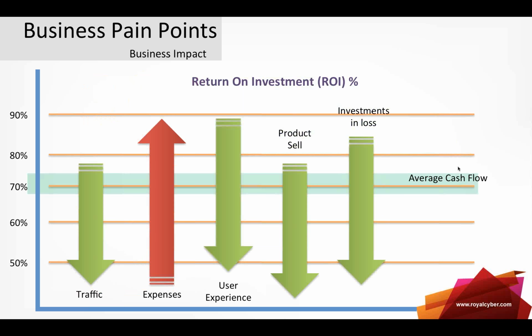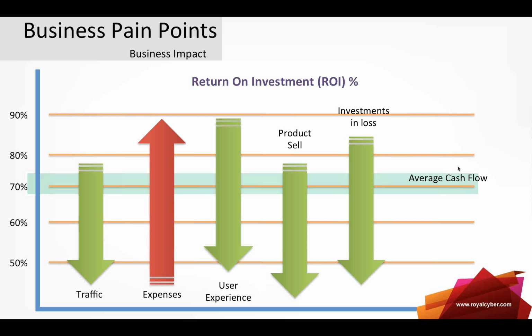Okay, so the business impact, right? The return on investment as a result of all these pain points. This is how I summarize it. We are losing traffic and the expenses go up because of less user experience, product cost, and investment loss, right? So these are the effects of traffic and expenses on the user experience, the product sale, and investment loss.